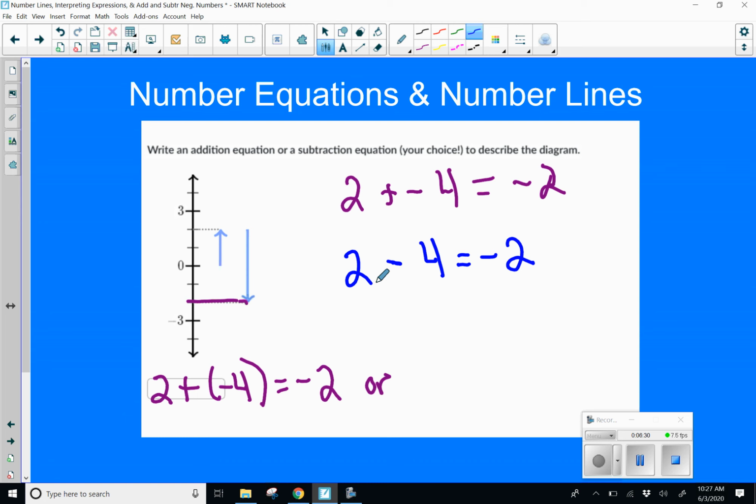If I were to rewrite this using keep, change, change, this would become 2 plus negative 4, which equals negative 2. So our second equation, written as a subtraction problem, would be 2 minus 4 equals negative 2.